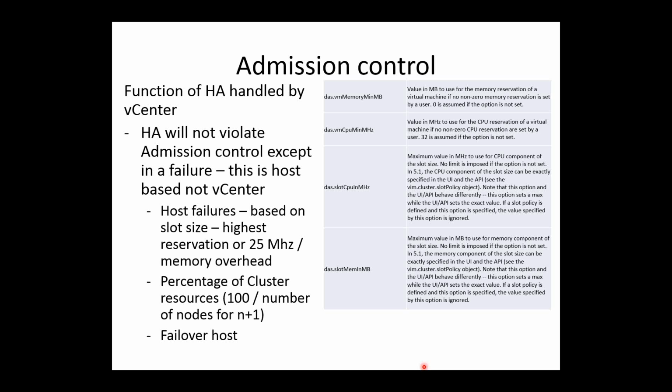It's been around the longest, and this uses the dreaded slot size. So what slot size is, it takes the highest reservation. So if you have a machine with a reservation, which we'll talk about in a minute, then it's going to take the highest reservation, both on CPU and memory. If you don't have a reservation, it's going to take 25 megahertz and the memory overhead, which is a very minuscule amount, and consider that the slot size. And it's going to take the number of VMs you have and call those the slot sizes.